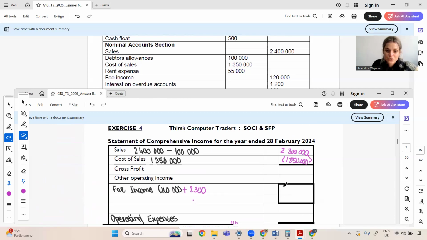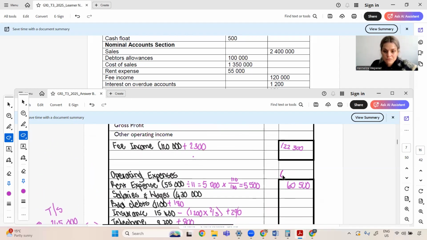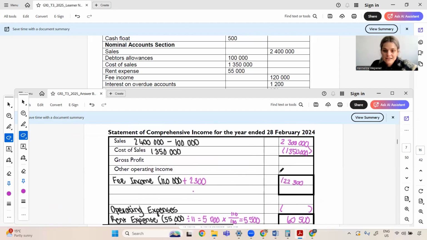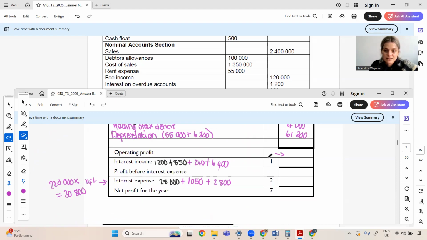Add to that your other operating income, and then add all of your operating expenses. Remember that the total must go in brackets. So then it is your gross profit plus your other operating income minus your operating expenses to get to your operating profit. Add to that your interest income minus your interest expense to get to your net profit for the year. And that is Saki with adjustments.